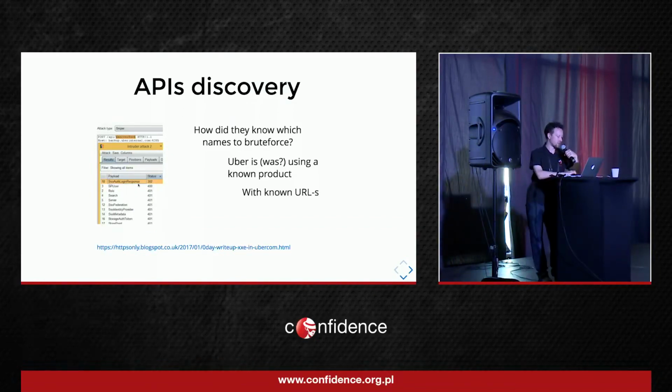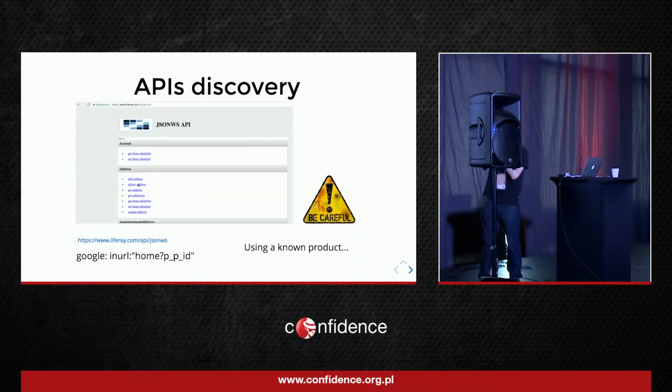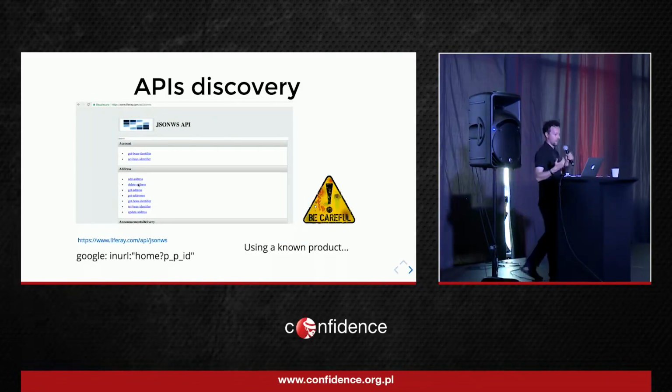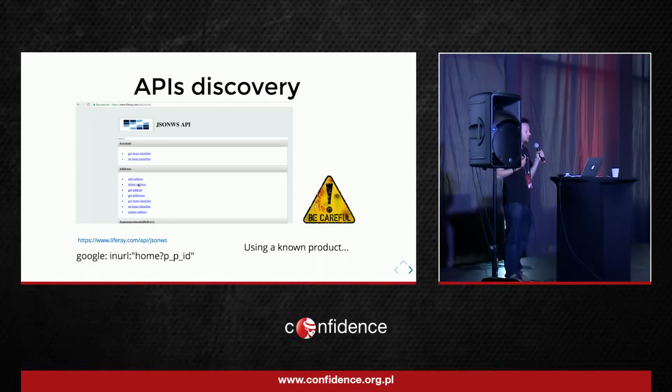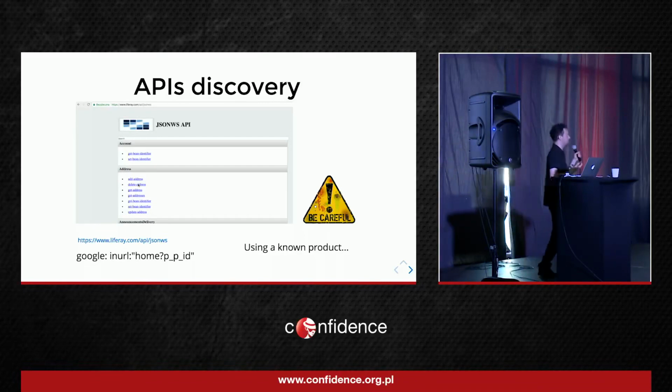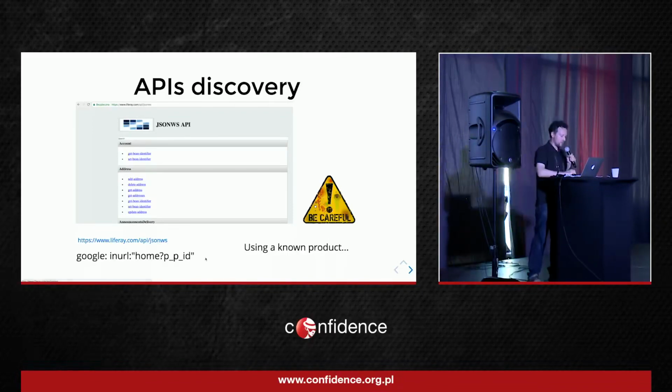Another quite fresh case. All right, another case concerning using a known product. For example, if you use Liferay, it's a content management system written in Java, there is a specific URL called /API/JSONWS, and it exposes their internal API. So how to approach this stuff?